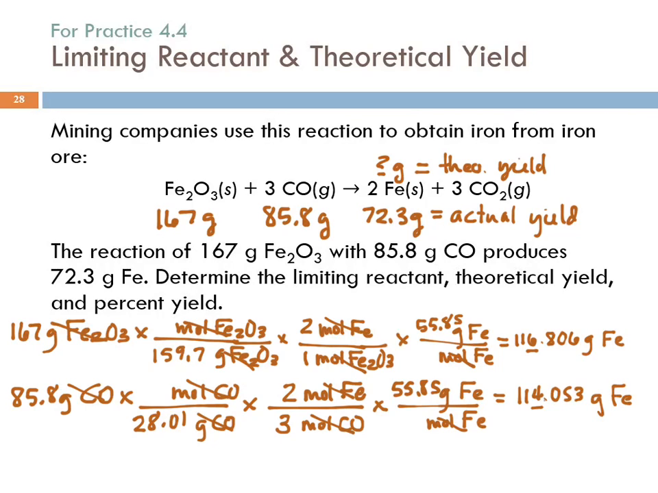We got 2 answers. Now what do? We pick the smaller one. So this one's smaller. So determine the limiting reactant. What is the limiting reactant? Well, you've got your smaller amount of product. Look back and see which reactant gave that to you. Which one gave you the smaller amount? That's your limiting reactant. So the limiting reactant is carbon monoxide. That's answer number 1. What's the theoretical yield?